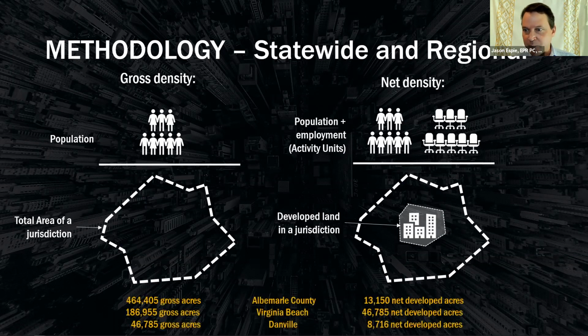Let me give you 3 examples here, just the difference between gross acres and net developed acres in 3 different localities. We have Albemarle County, Virginia Beach, and Danville. These numbers, these gross acres versus net acres, are the denominator in the equation of the net density. So you can see, for example, 464,000 gross acres in Albemarle versus 13,150 net developed acres in Albemarle. It's a very different picture of density that you get when using developed land.